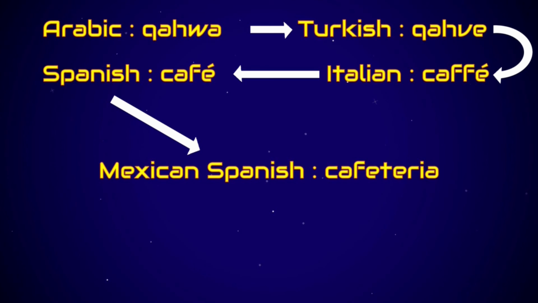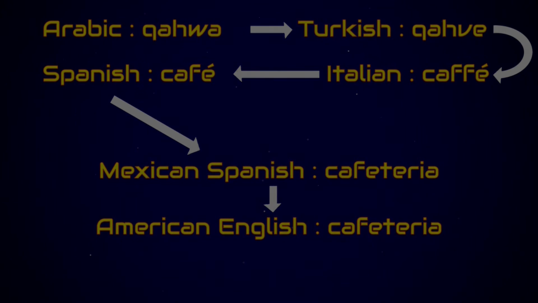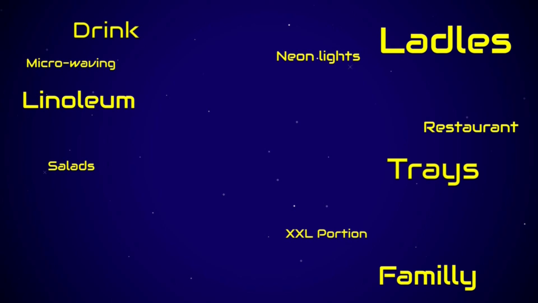If I am to believe Etymonline, cafeterias had already been turned into self-service restaurants when they crossed the border to the United States. The word followed the concept. Okay, so our journey with the C word has now come to its end. But rest assured, I won't spare you my cafeteria-related lexicon.